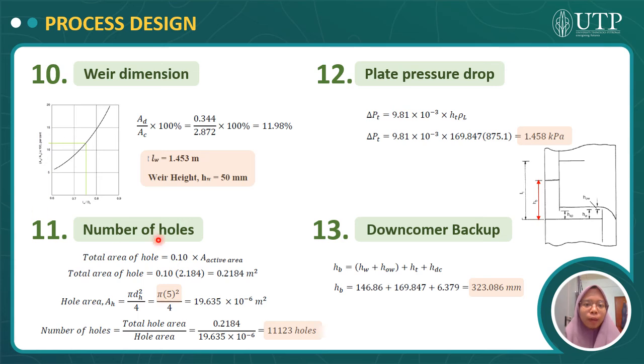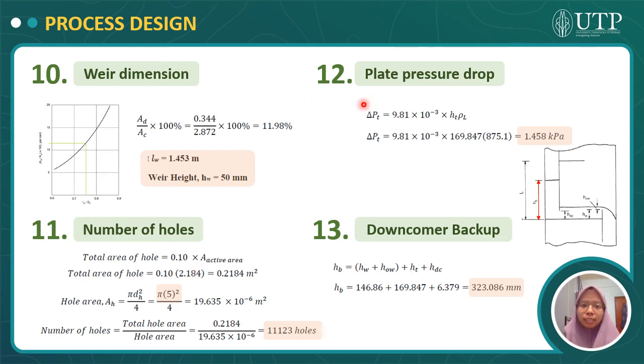Moving on, weir length is 1.453 meters while its height is 50 millimeters as recommended by CNOT. Next, the number of holes with diameter of 5 millimeters is calculated to be 11,000 holes when 10% of the active area is taken as the total hole area.